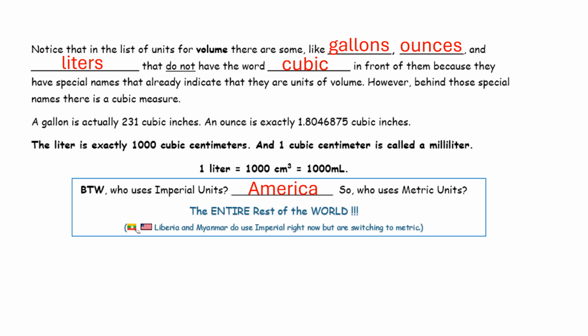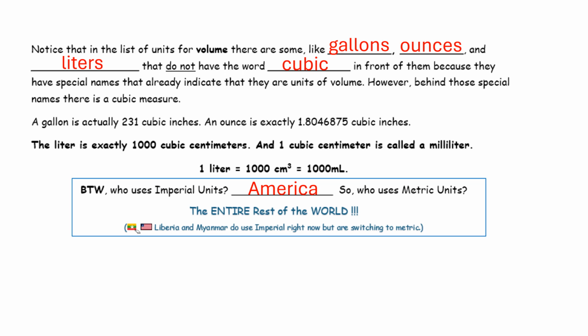By the way, who uses imperial units? You may know it is America. That's it. Metric units are used by the entire rest of the world. Liberia and Myanmar do use imperial right now, but they are switching to metric. It doesn't look like America is switching to metric much at all. So it's a strange phenomenon that America is the only holdout in using imperial units, which are very difficult to work with, as you may know.